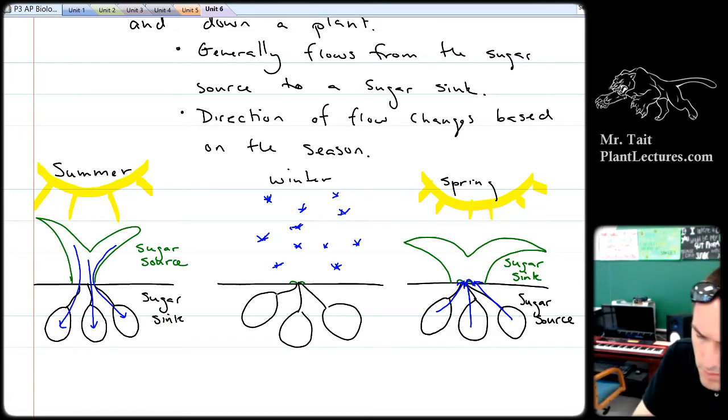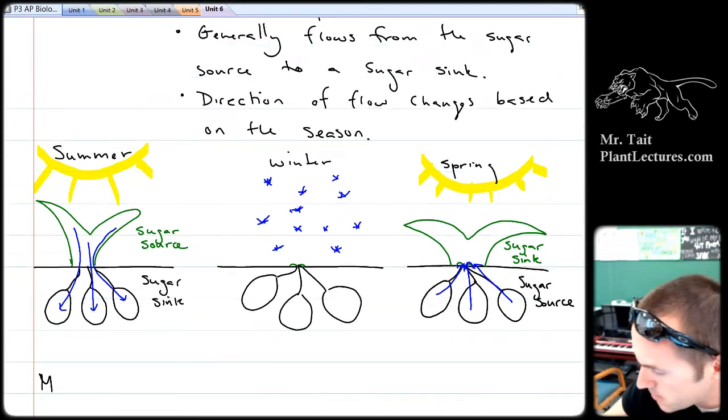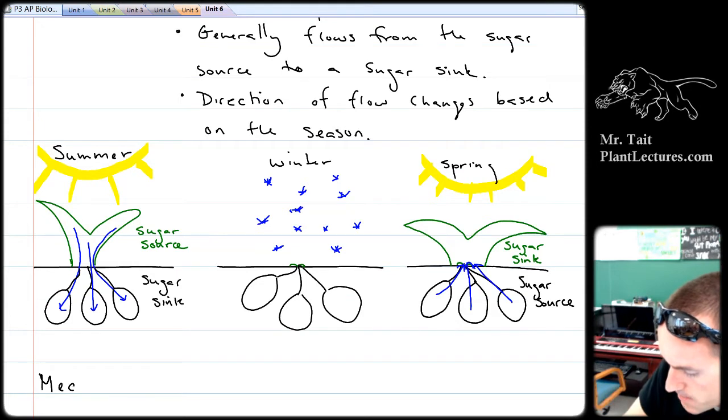So let's talk about the mechanism of flow here. We talked about mechanisms of flow in the xylem. Let's talk about mechanisms in the phloem.